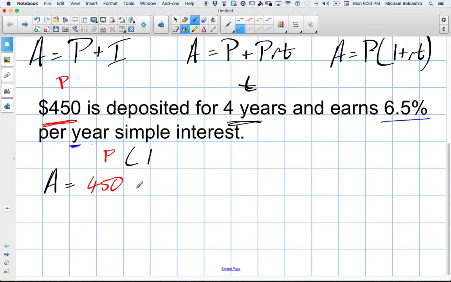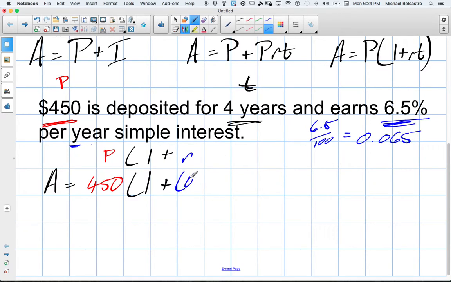Bracket 1 plus the interest rate we said was 6.5. You technically have to take this 6.5 and divide it by 100 to make it a decimal, so it's 0.065. Okay, so your R is 0.065. So always make it a decimal value.